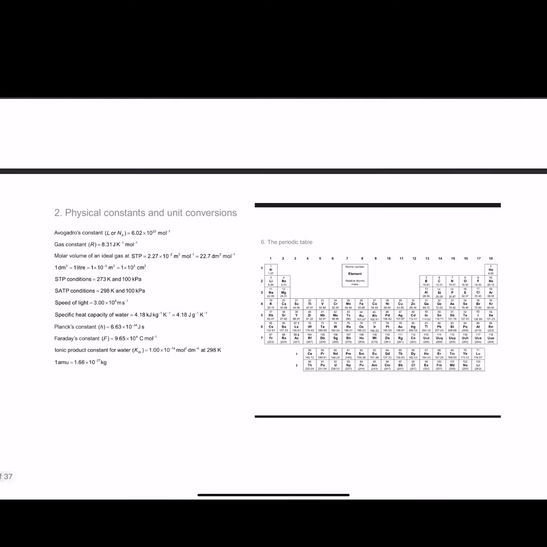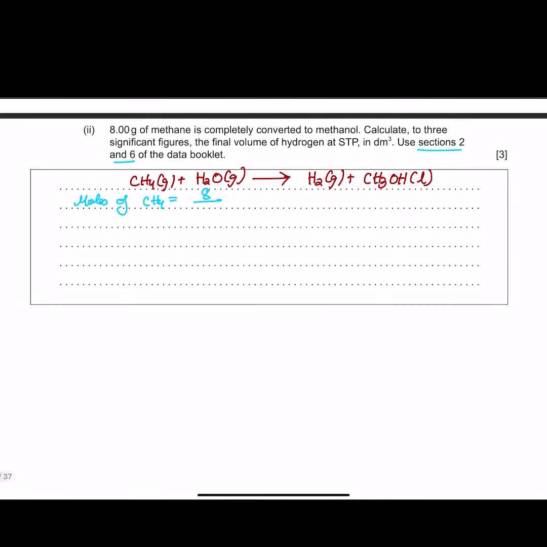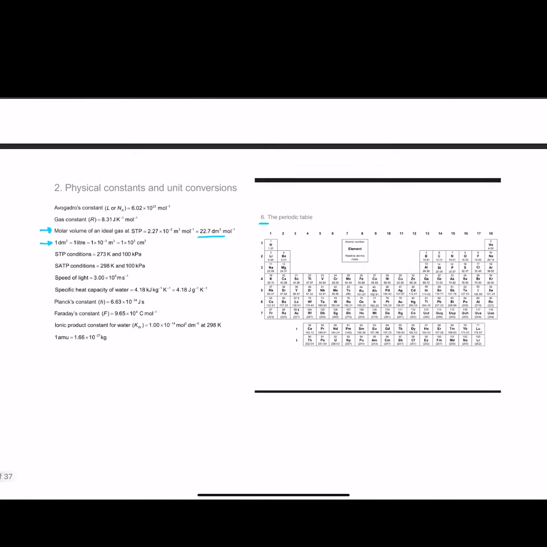So in section 2, you just have to get this formula: molar volume of ideal gas at STP is 22.7 dm³ mol⁻¹. And section 6 gives you the periodic table. Whenever they say use section 6, you have to use the specific values of the mass numbers to calculate the molecular weight. So in this case, I'll be using it.